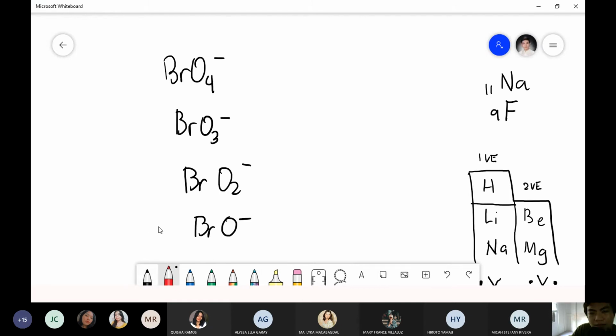Okay, let's try to give the names. So this is the common, and that is the common, the BRO3. Again, you just have to memorize all the commons. So this is bromate. Now let's try to name the other three.